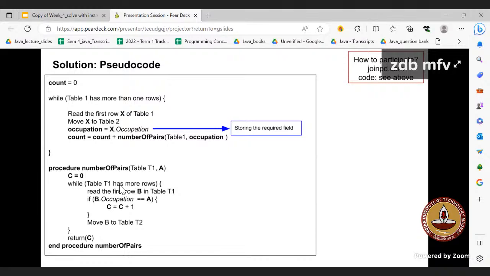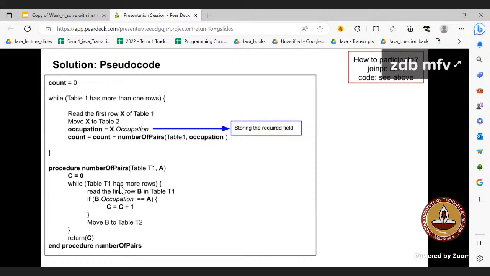In the procedure, what we are doing is that the first row will be compared with every other row's occupation. If the occupation is the same, then only you will increment C equal to C plus 1, and then that is returned. The final value of C will be returned. Yes, so week 4 is basically finding pairs.